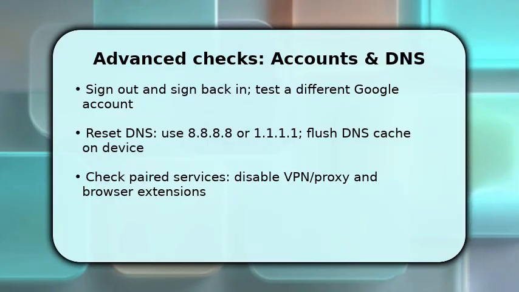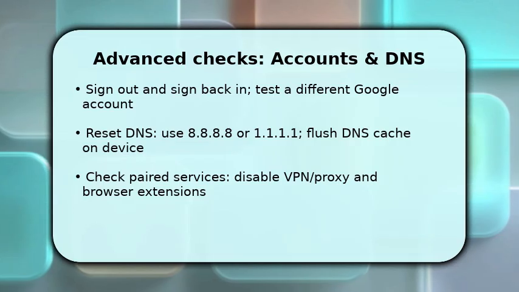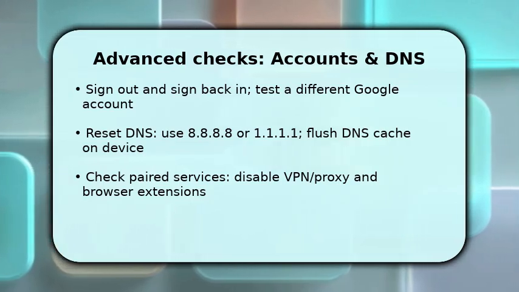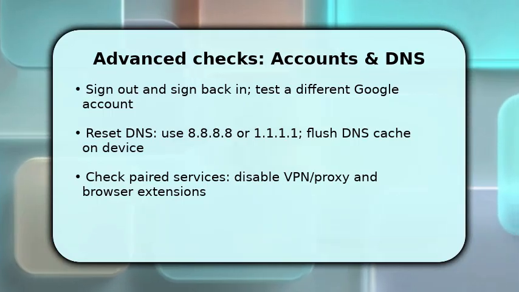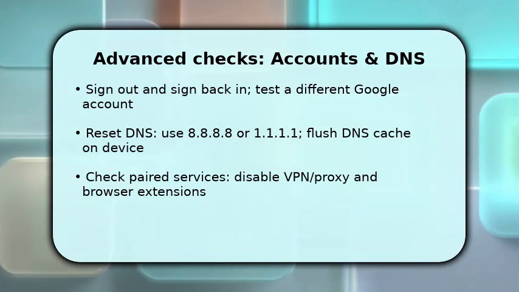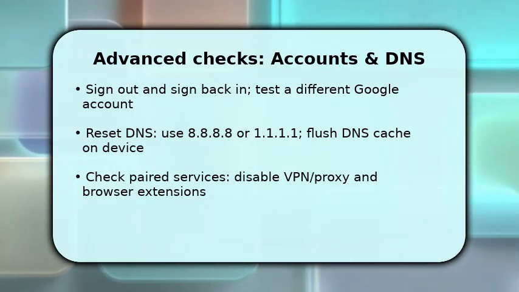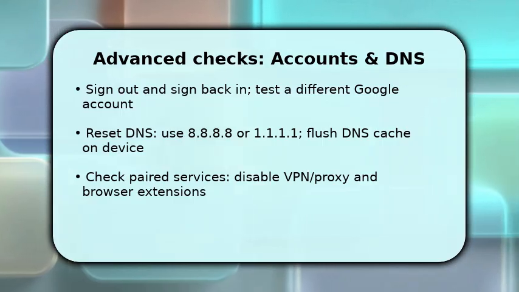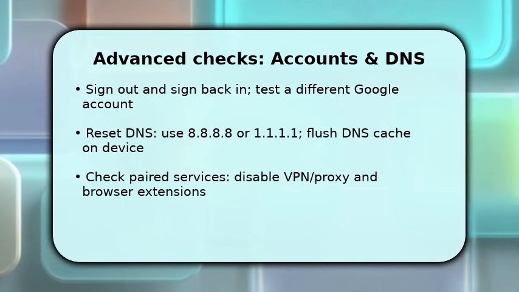Next, dive into account and network resolution issues that cause 400 responses. Sign out of YouTube and sign back in to refresh tokens. Try a different Google account to rule out profile-specific errors. Then reset DNS by switching to a public resolver like 8.8.8.8 or 1.1.1.1 and flush the device DNS cache so domain lookups aren't stale.